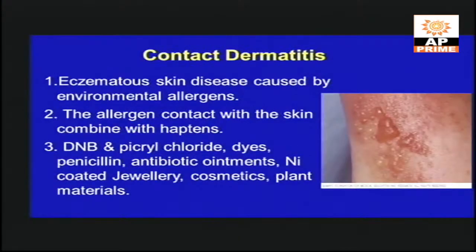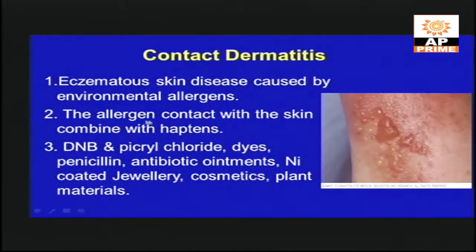The second type of type 4 hypersensitivity is contact dermatitis, and this can be observed in a large population when the skin is exposed to certain antigens. This is actually an eczematous skin disease. Here you can see the rash which appears like boils filled with fluid. The characteristic feature of this eczematous disease is rash and weeping boils.